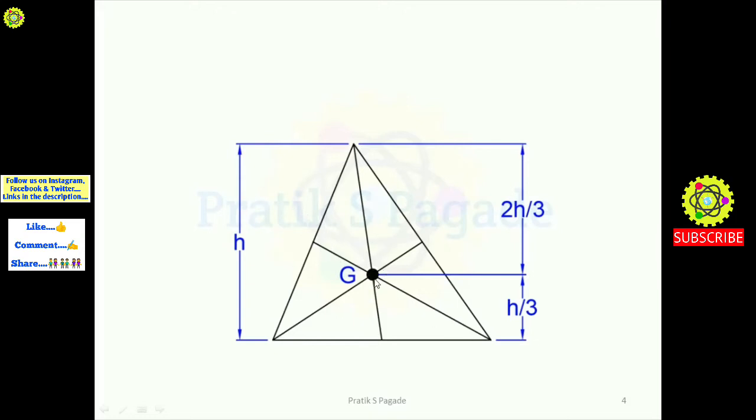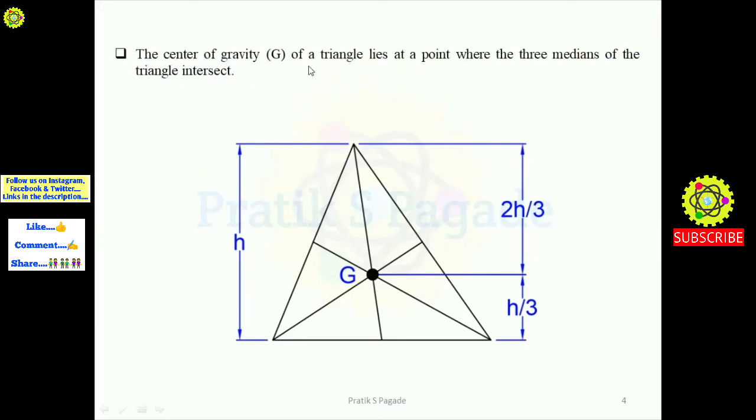All the three medians meet at a single point. This point is known as the center of gravity of the triangle. From the base the distance of the center of gravity will be h by 3, and from the vertex the distance of the center of gravity will be 2h upon 3, where h is the height of the triangle. The center of gravity of a triangle lies at the point where the three medians of the triangle intersect. As we have seen here, these three medians intersect at this point. From the base it has the distance h by 3, and from the top it has a distance 2h upon 3. A median is a line joining the vertex and the middle point of the opposite side, as we have seen.